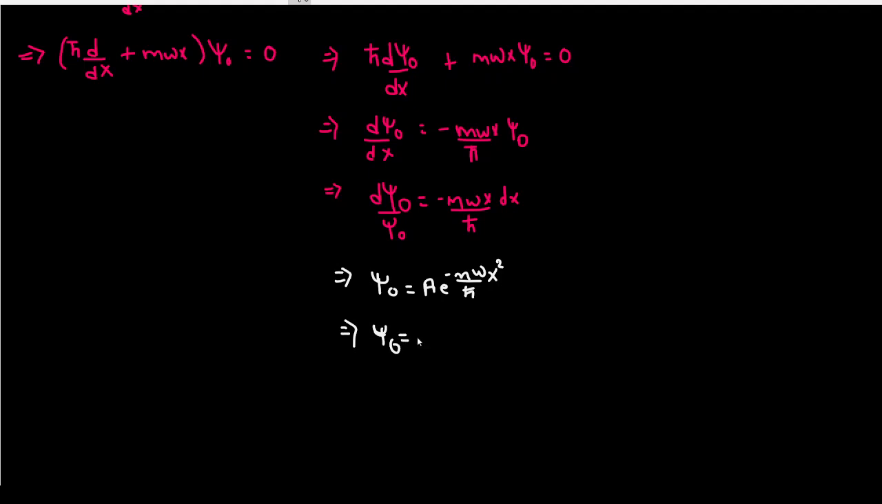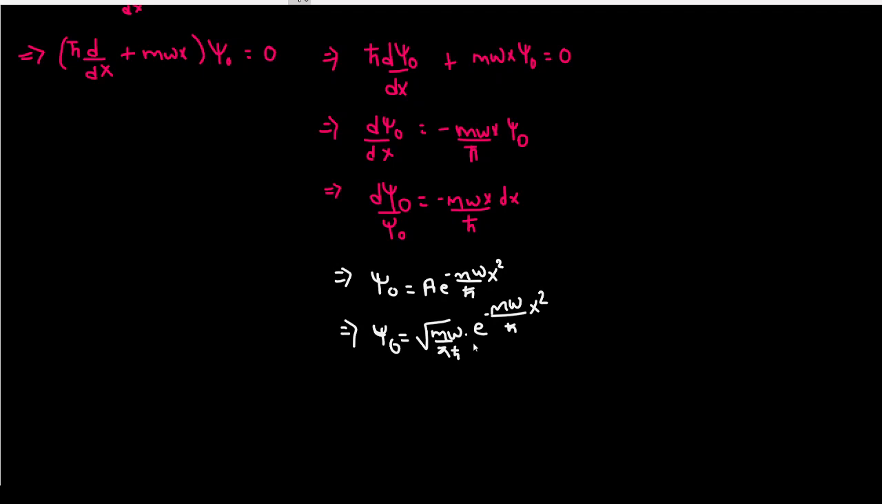So the value of A is the root of m omega divided by pi h-cut. How did this come? You can write out the formulas and find out why the value of the normalization constant A is this. It is pretty easy to evaluate, and I think you can also solve this yourself. Times e to the power negative m omega upon h-cut x squared. So this is our wave function.